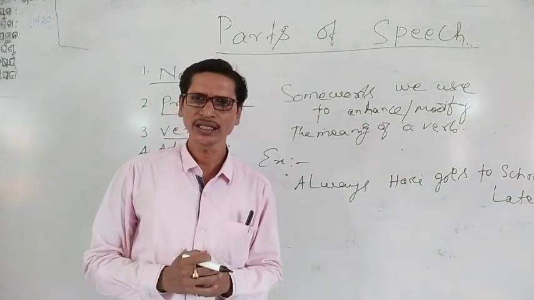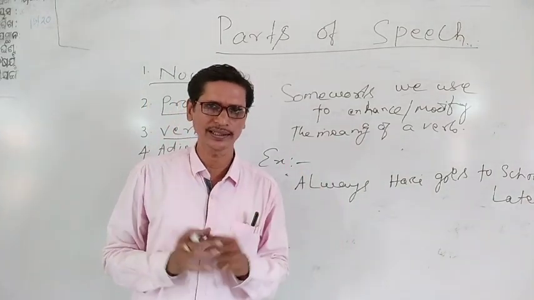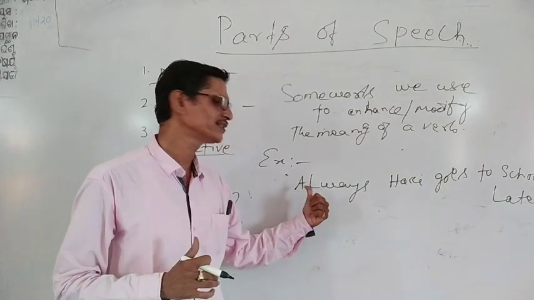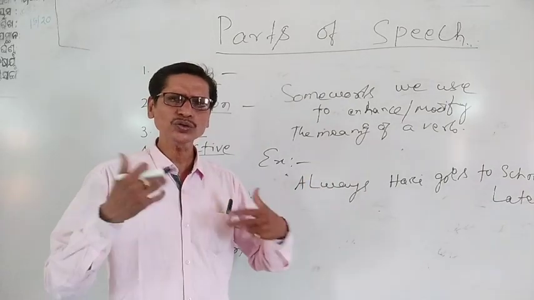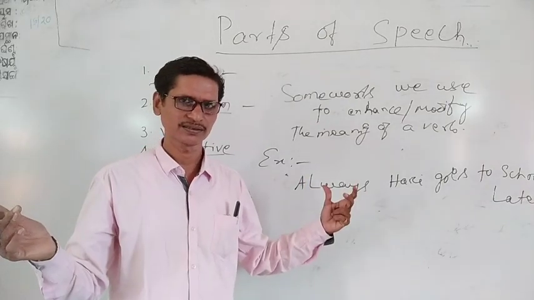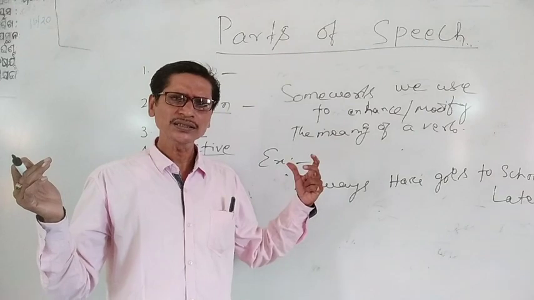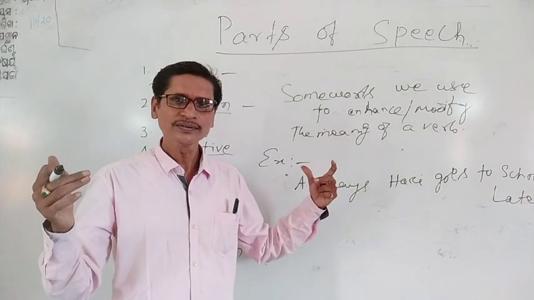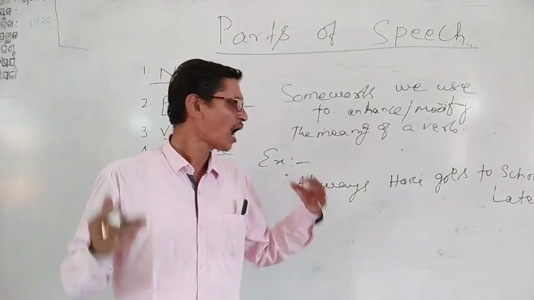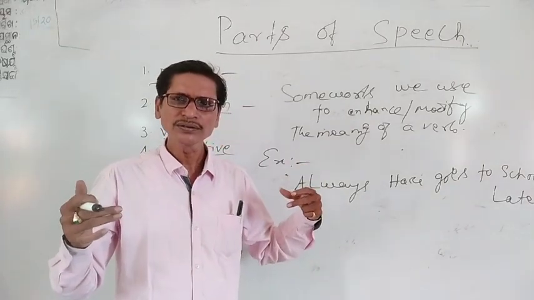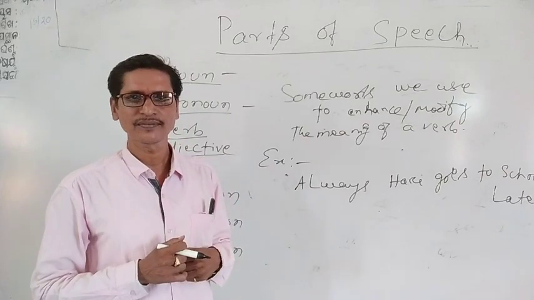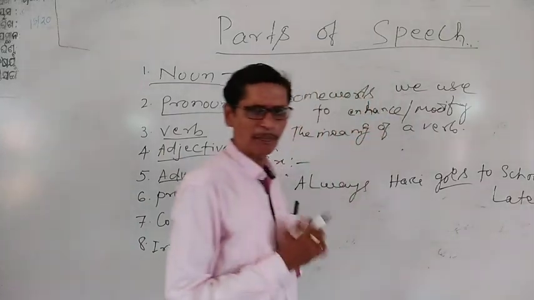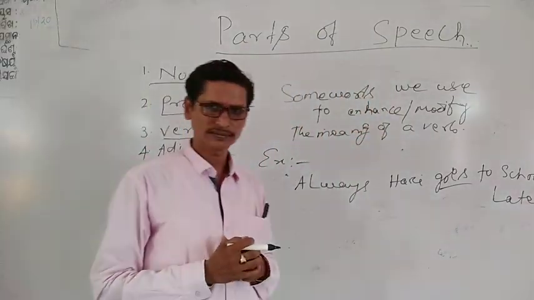Always Hari goes to school late. Who goes to school late? Hari. When does Hari go to school late? Always. Where does Hari go to? To school. How does Hari go to school? Slowly. So here you see, in our sentence, a verb we have is goes.